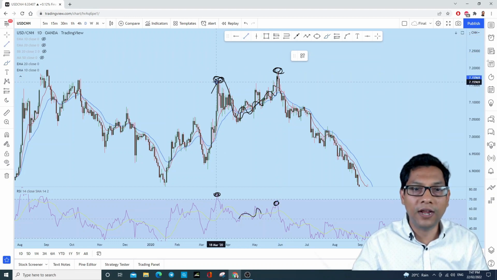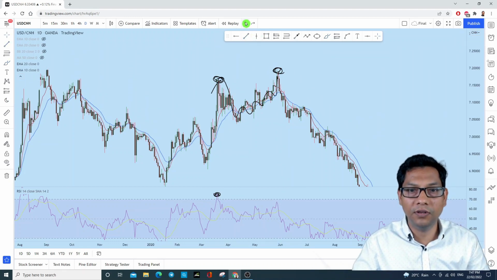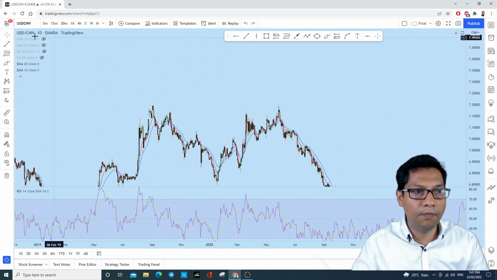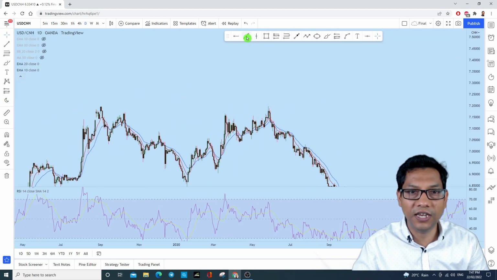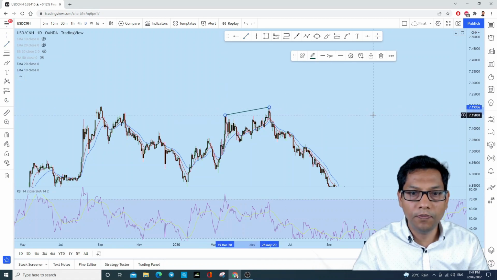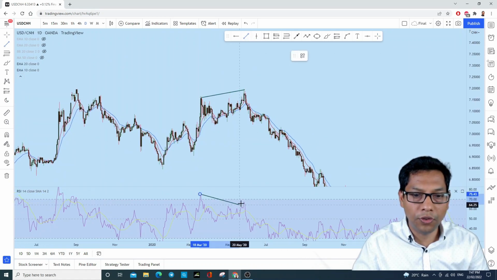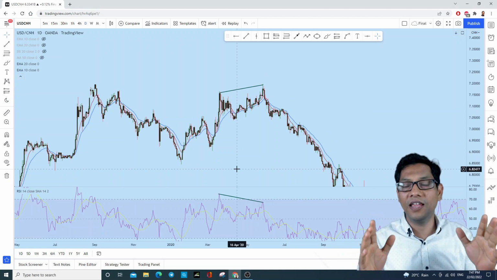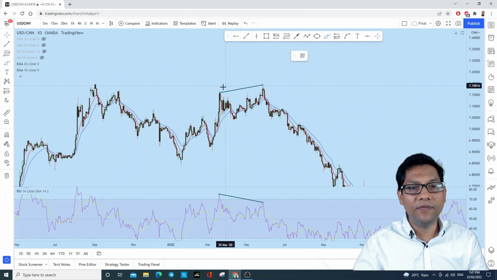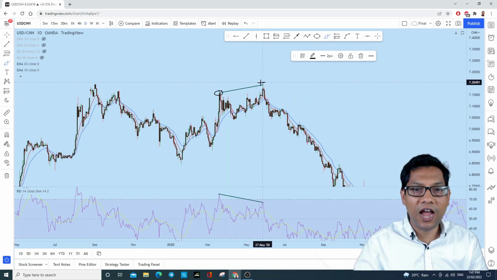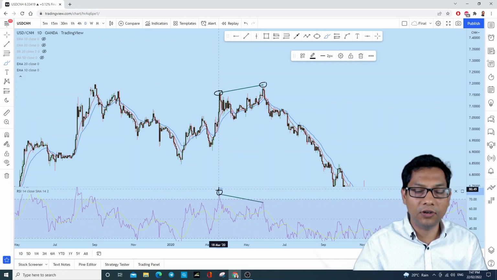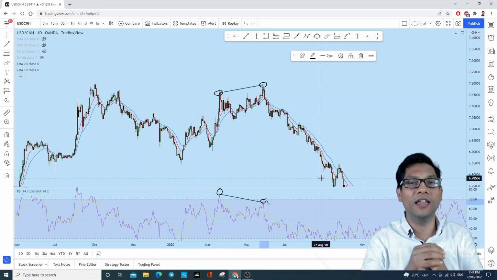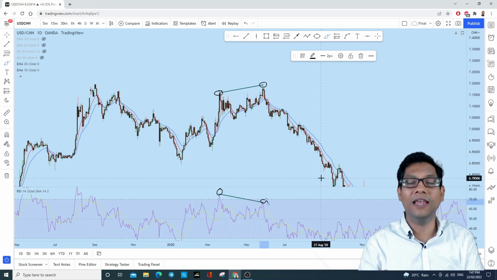So let's connect these two lines. Let me first delete this drawing. So let's connect both lines, and then we'll see the divergence clearly. Let's connect these two tops, and let's connect the two tops on the indicator. So now you can see the clearly visible RSI divergence. What is the divergence? The price on the chart has created a higher high. On the indicator, it has created a lower high. So this is the clearly visible RSI divergence. Hopefully you got it. Let's see another example.